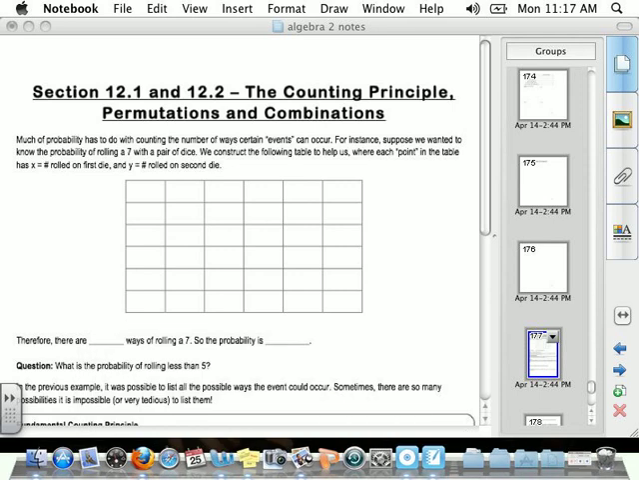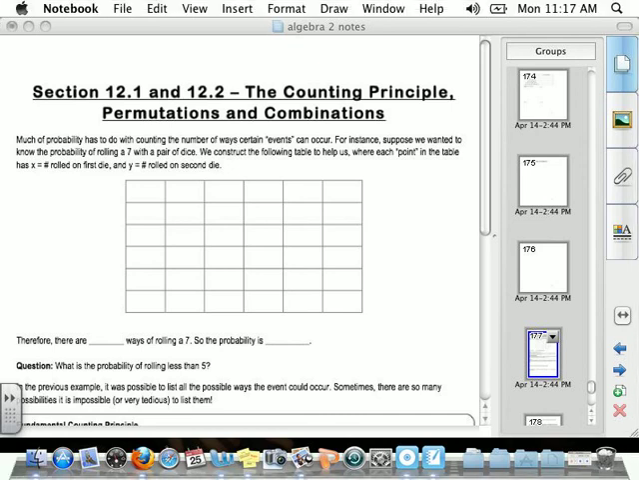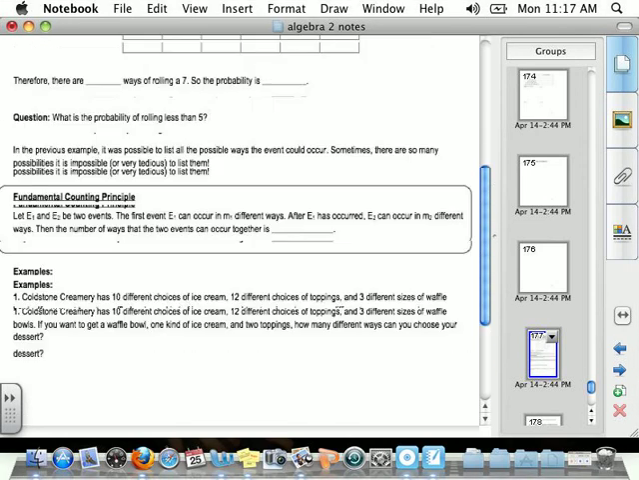So 12.1 and 12.2 is on the counting principle, permutations, combinations. So we've done this table before. We did it with our activities. So you've seen this table. You just have 1 for the first die, 2 for the second die.